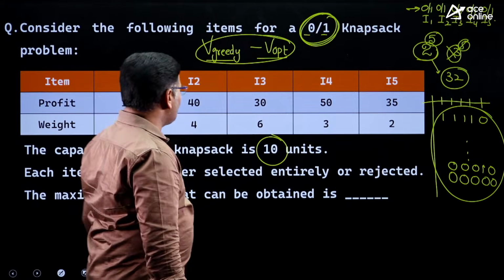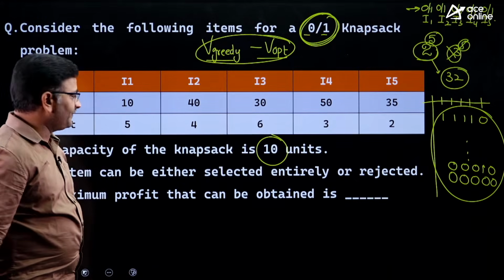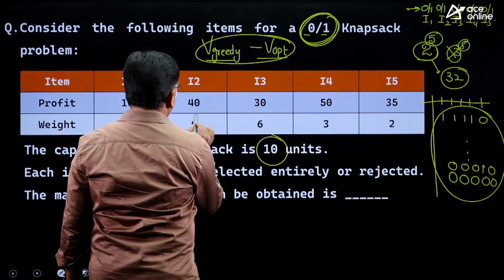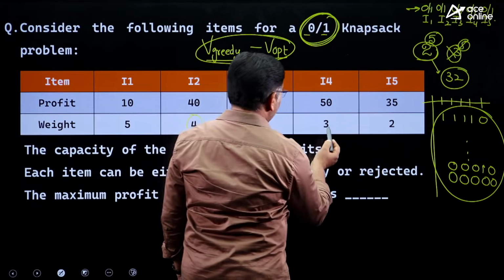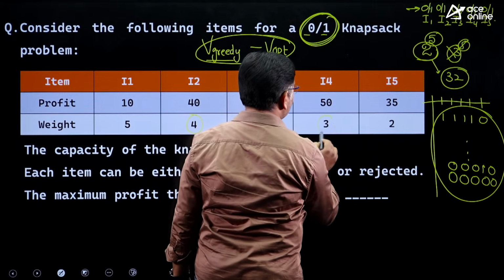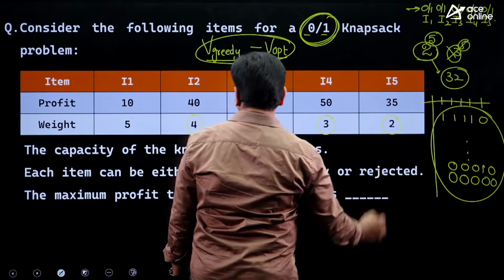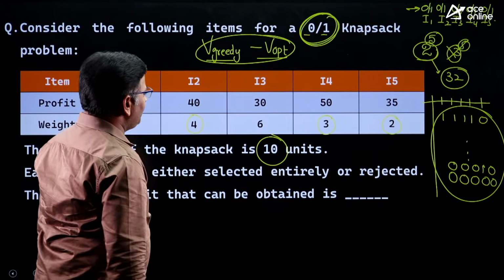I can suggest you can go with the trial and error method. You can get the maximum profit, friends. Okay, suppose if you take I2, because it is a very simple problem only, that's the reason I don't want to extend this topic. You can take I2, I4 and then I5.